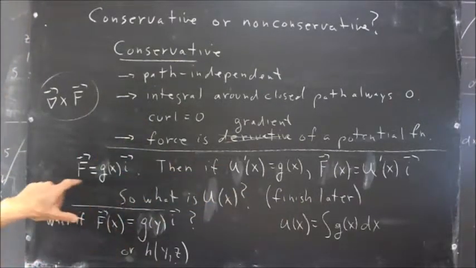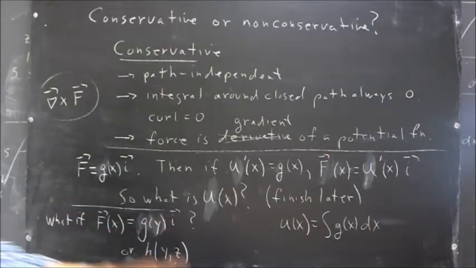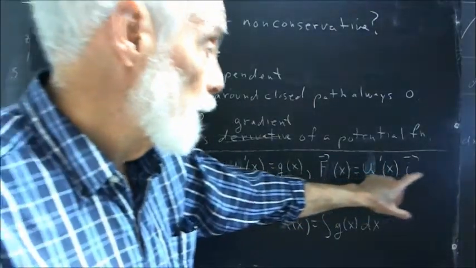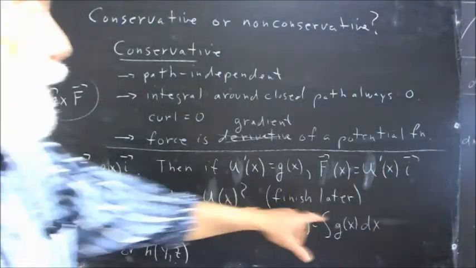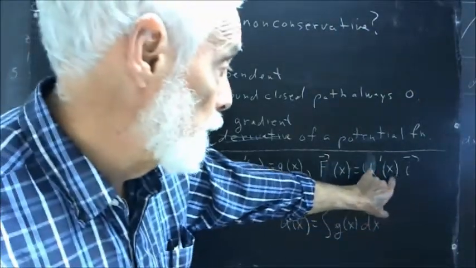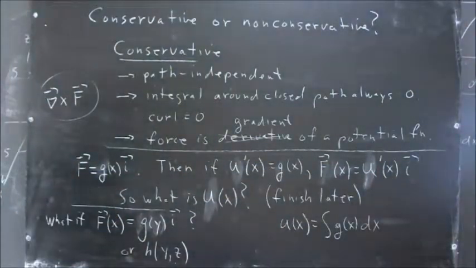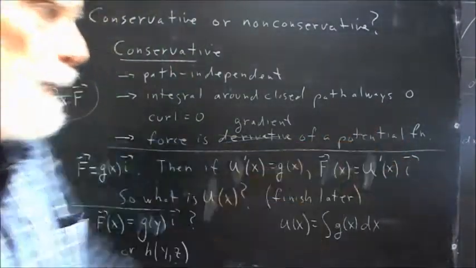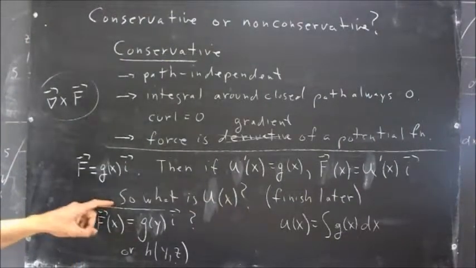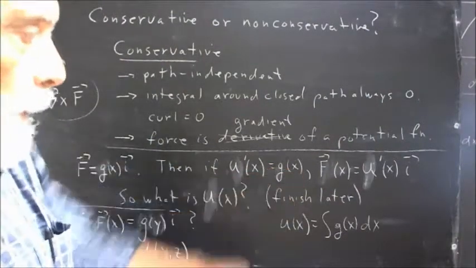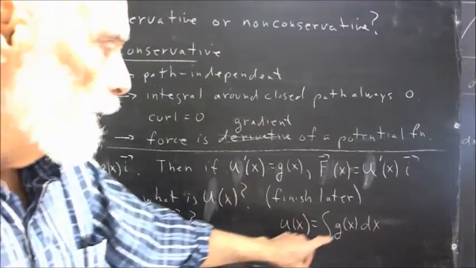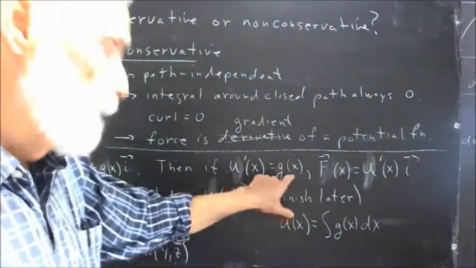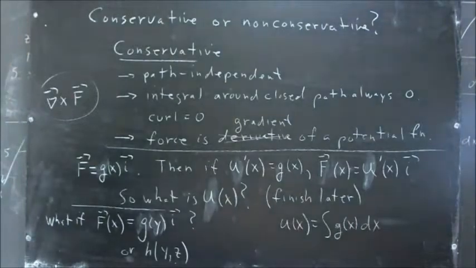So my point is, if F of x equals g of x times i, then if U prime of x equals g of x, then F of x equals U prime of x times i. That's a simple substitution. If U prime of x equals g of x, we put g of x in here and we get this. Okay? So that's really a no-brainer type of statement, but of course you have to digest it before you see that. The question is then, what is U of x? I said we were going to finish that later, but I can finish it now. U of x is an integral of your g of x function. If U prime of x equals g of x, then U of x is an integral of g of x. That's the fundamental theorem of calculus.